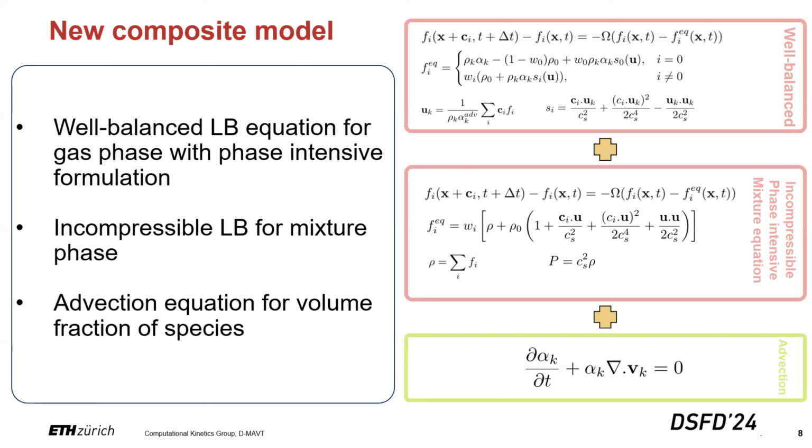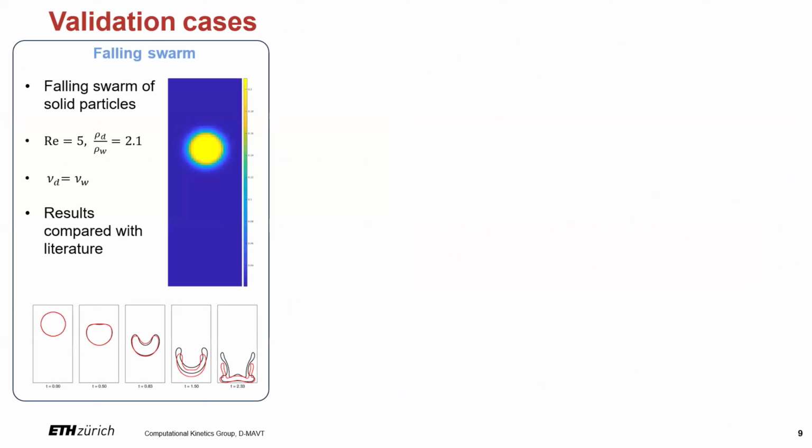Usually you use a mixture equation with an approximate model for the gas phase. Either you assume a slip velocity or you neglect certain terms, but in this case, you get the full two-fluid equation. So moving on to certain validation cases, I'll quickly go through this. We did some qualitative test cases, one of them was a falling swarm of solid particles. We compared the results qualitatively with some results from literature. We weren't able to get a complete comparison because this isn't a very well-studied case.